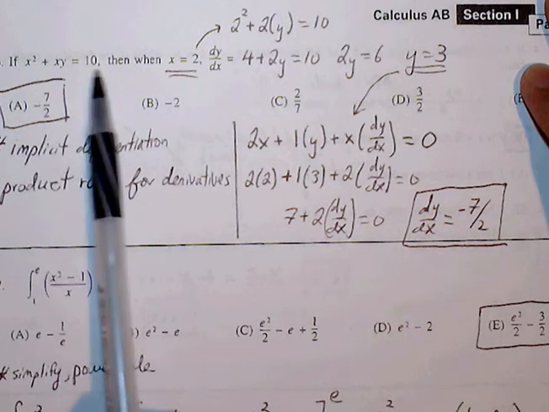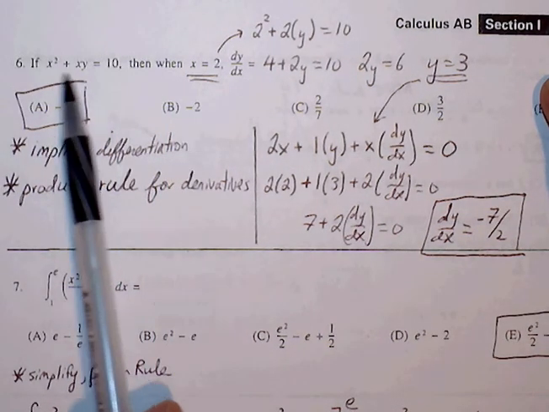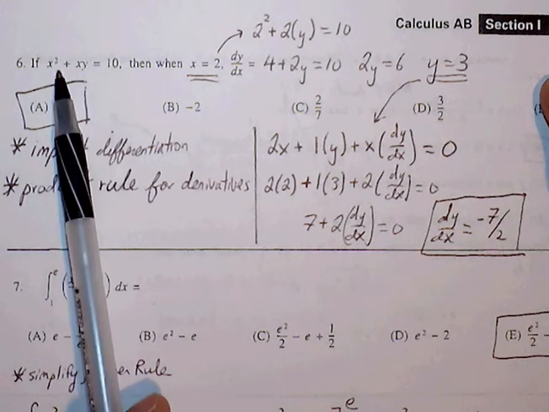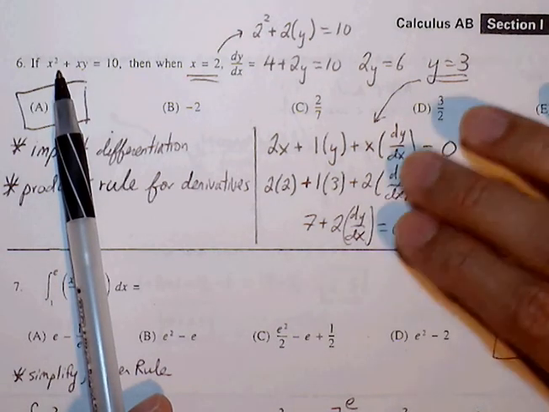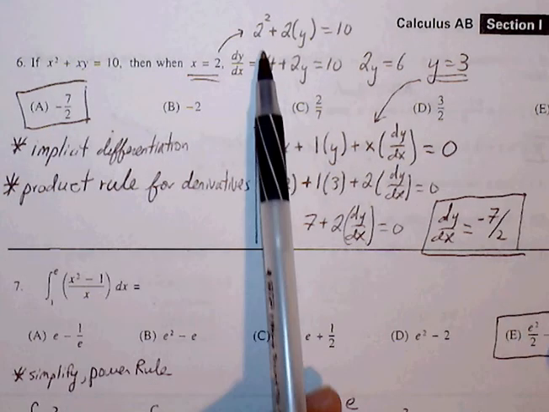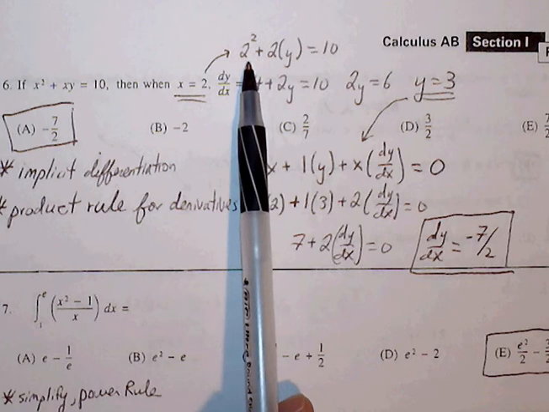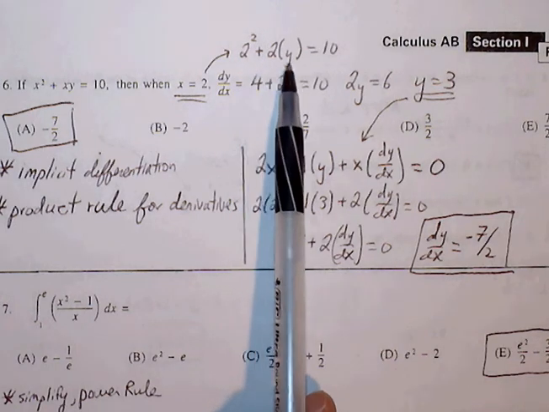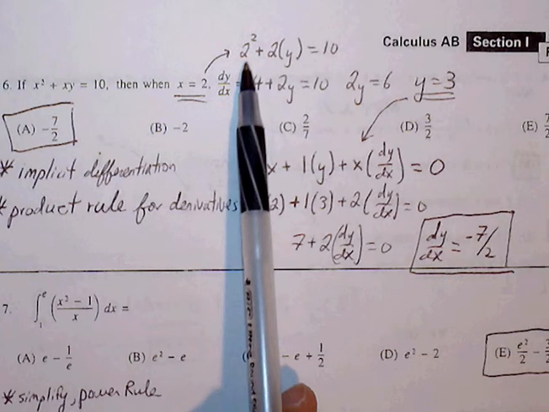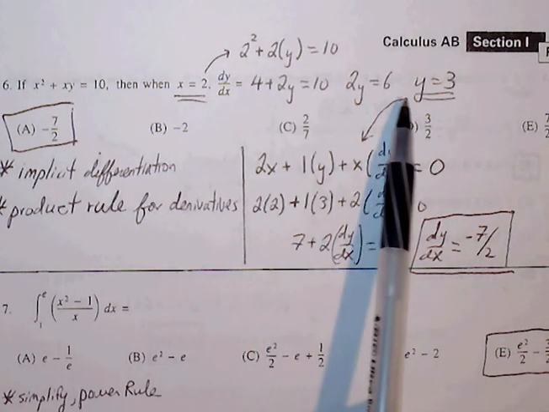Well, we have our equation. We have our x value. So maybe if we plug 2 in for x, we can solve for y. So we have to take this additional step because we're missing this information from the problem. So plug 2 in for x, we get 2 squared, which is 4. 4 plus 2 times y is equal to 10. So we just solve for y. We get 2y is equal to 6. y is equal to 3.